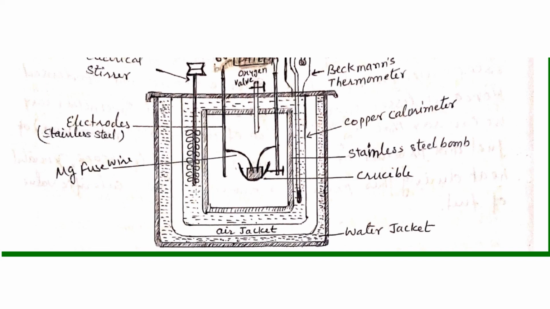This calorimeter is surrounded by an air jacket and a water jacket. This is the water jacket, to prevent loss of heat due to radiation. And the calorimeter is connected with an electric stirrer and Beckmann thermometer.